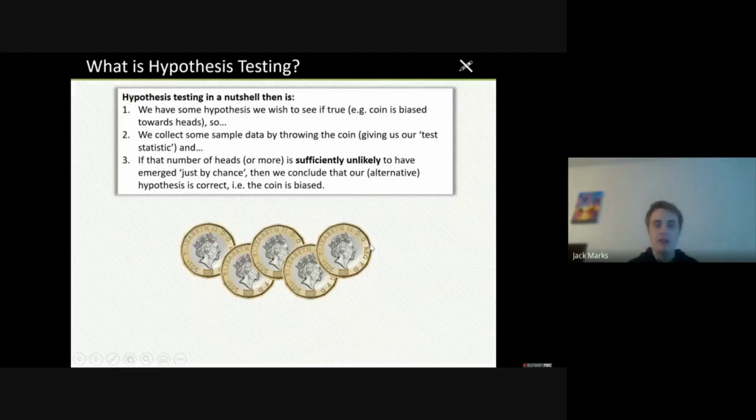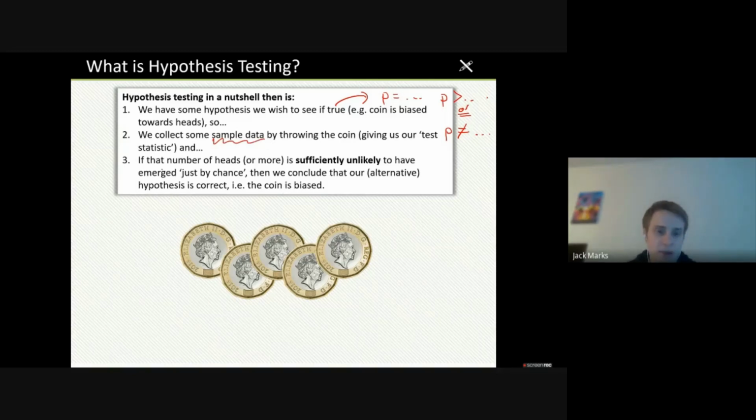Okay. So hypothesis testing in a nutshell is we have some statement that we wish to see if it's true. This will generally be a probability statement like this, or as you will see later, sometimes we'll have statements like this. This is what number one will actually look like in practical terms. Number two, we collect some sample data by throwing the coin, giving us our test statistic. So we'll have some number to compare to. Before we had that graph of the different distributions, the different outcomes, often somebody would do an experiment and give us some data and we'll compare to that. We haven't really seen that yet though.